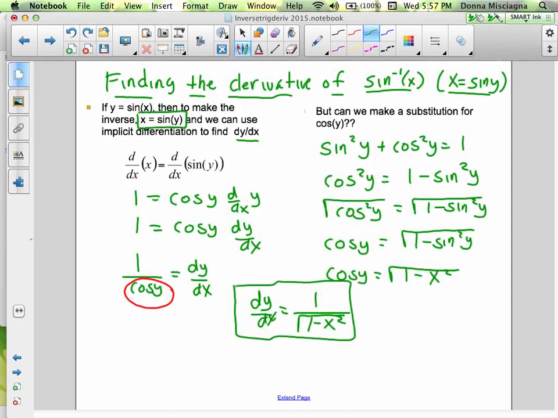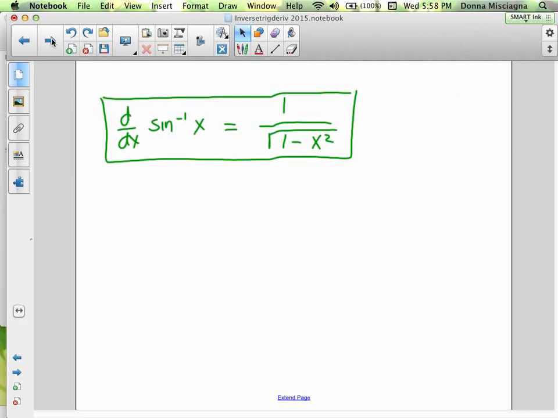And guess what this is? All right, so arcsine is the inverse of sine, and so is x equals sine y. By taking the derivative of x equals sine y, we have discovered the derivative of arcsine. So the derivative of arcsine, dy/dx, is 1 divided by the square root of 1 minus x squared. And here we have it on the next page. So the derivative of arcsine is 1 divided by the square root of 1 minus x squared.